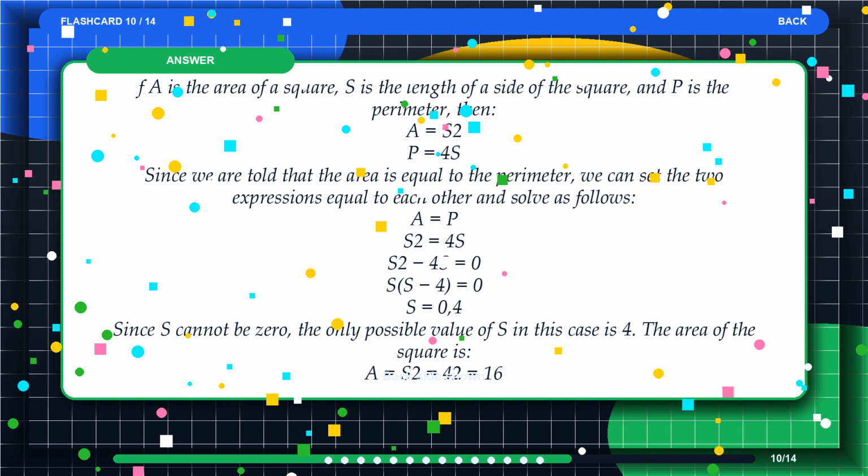A equals P, s² equals 4s, s² minus 4s equals 0, s(s minus 4) equals 0. Since s cannot be 0, the only possible value of s in this case is 4. The area of the square is A equals s² equals 4² equals 16.